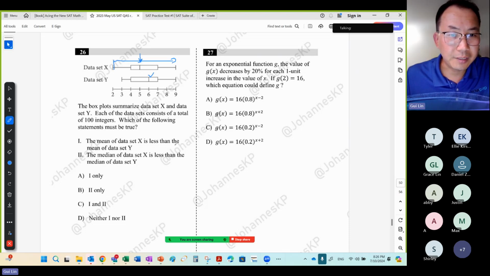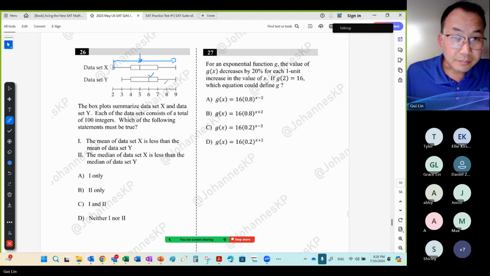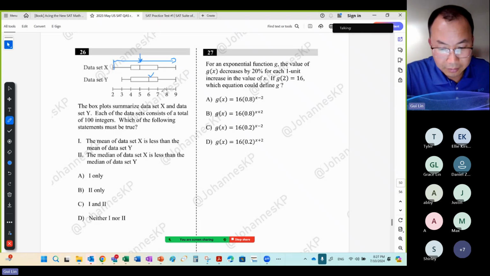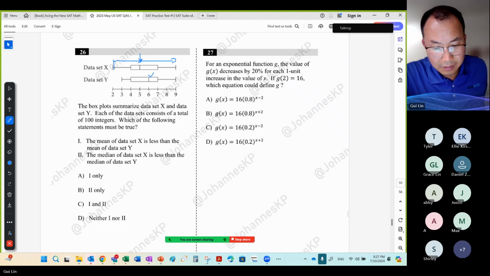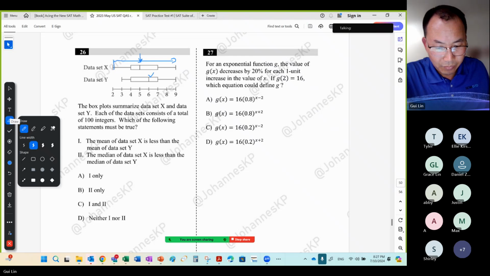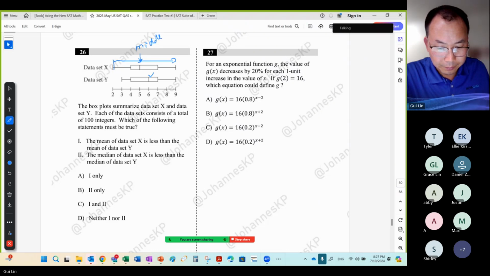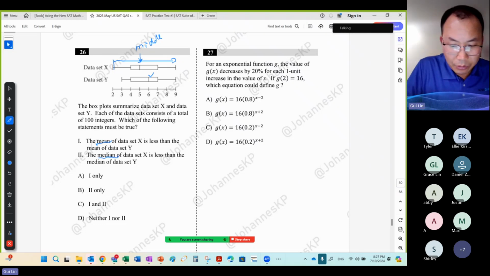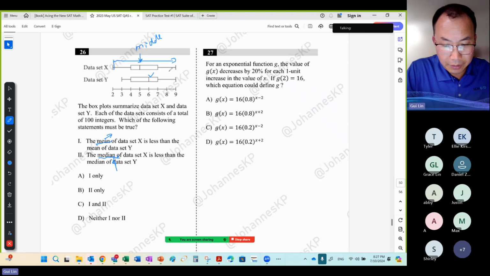The mean of data set X is less than the mean of data set Y. The median of data set X is less than the median of data set Y. So you can see the dot here. Does anyone understand what this is talking about? What does this graph mean? I try to make sure everyone understands well. So this is the middle data, the median, right? Middle. The question talks about mean and median. Mean is average, the average number. Median is the middle number, right?